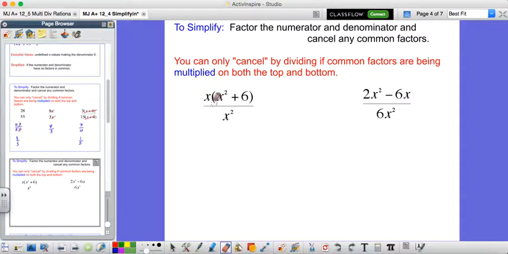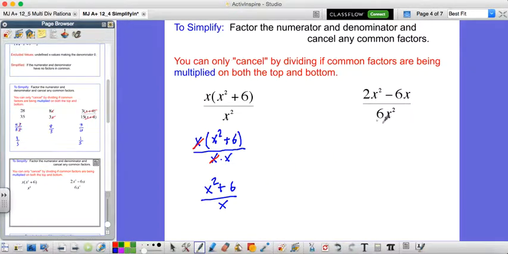X squared is just x times x. So maybe if I just rewrote this as x times x squared plus 6 divided by x times x, you might see now that you have an x multiplied on top and an x multiplied on bottom. So we can actually cancel out one of those. Now we're left with x squared plus 6 divided by x. And here we can't simplify anymore. We're done because nothing is even being multiplied on top. This x squared plus 6 is its own piece. So we can't simplify this x squared with this x. So we're done.